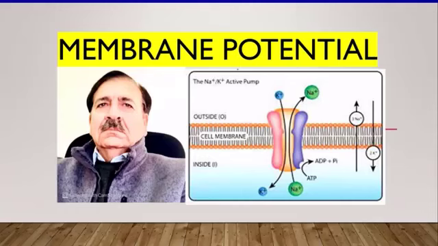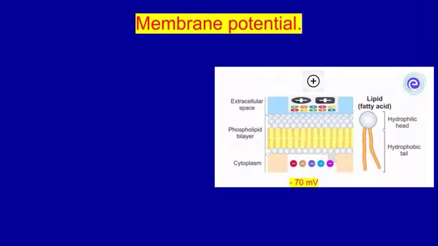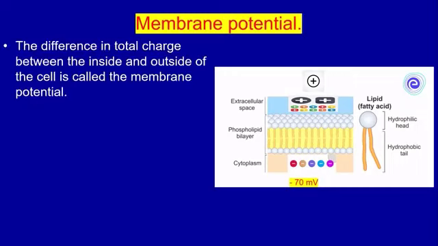Bismillahirrahmanirrahim. Today we will discuss membrane potential, and membrane potential is the difference in total charge between the inside and outside of the cell. It's called the membrane potential. This is the outside of the membrane and this is the inside of the membrane, the cell membrane. So the difference between the inside negativity and outside positivity, this difference is called the membrane potential.